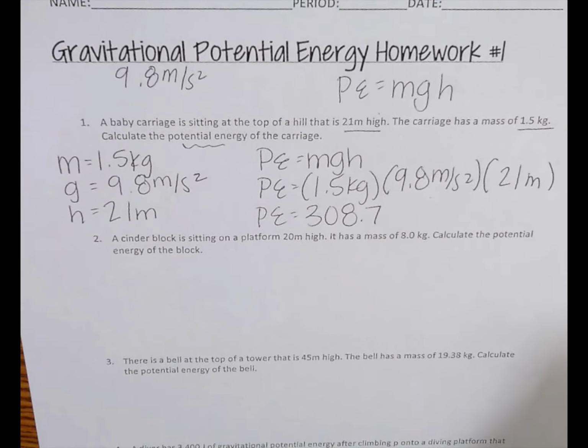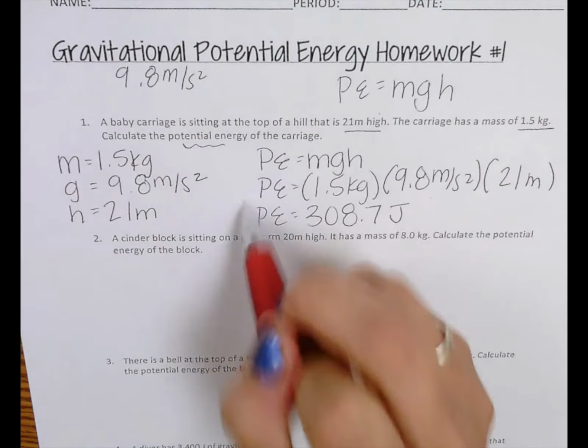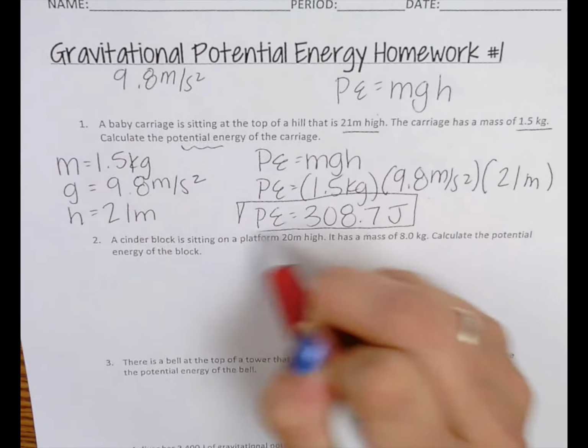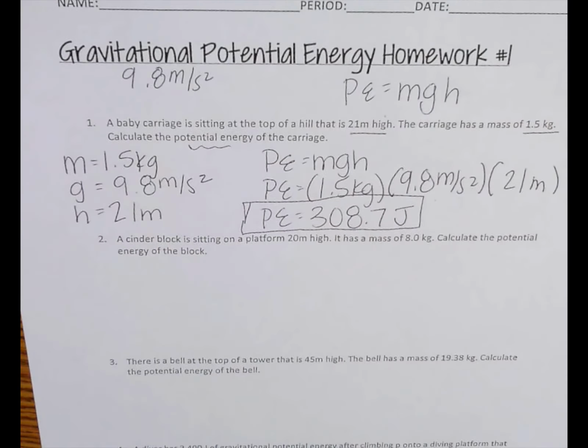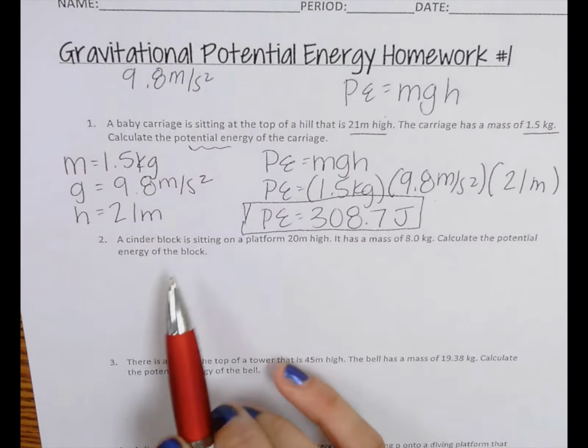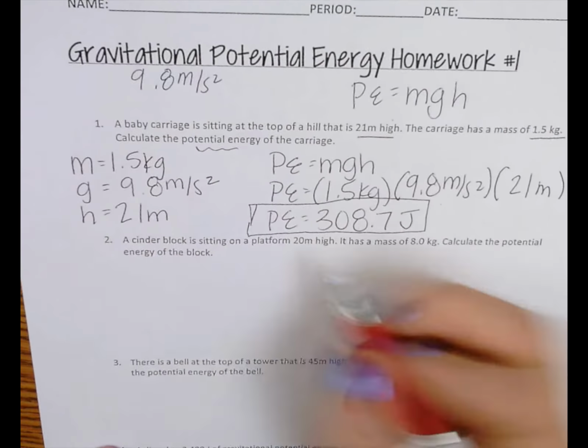So the potential energy is 308.7. What is the measurement for energy? Same thing as work, which is in joules. So our final answer is 308.7 joules.